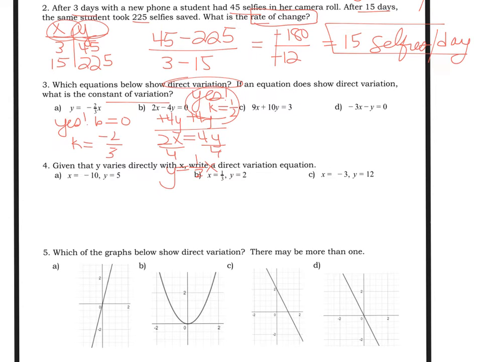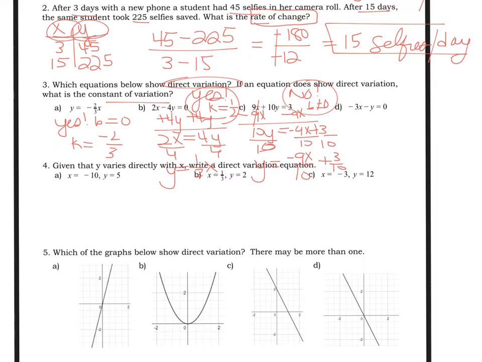Okay. If I go ahead and look at C, I'm going to get y by itself. So I'm going to subtract 9x on both sides. So I have 10y equals negative 9x plus 3. And then I'm going to divide by 10. So I have y equals negative 9x over 10 plus 3 over 10. Is that a direct variation? No, because b does not equal 0.